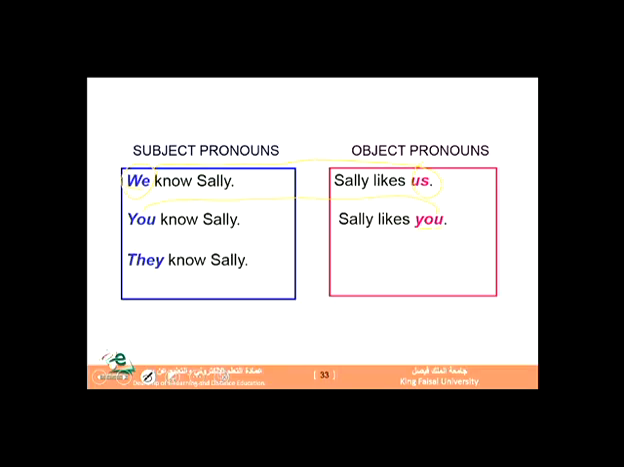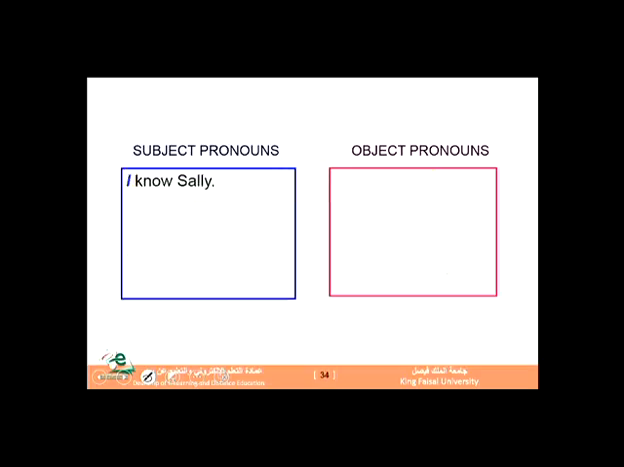Let's move to the following example. They know Sally. They, subject of the sentence. In the object case, Sally likes them. We cannot say Sally likes they, because they is the subject pronoun, while them is the object pronoun. Let's have another example for the singular group of pronouns. I know Sally. Sally likes me. So here, I in the subject, me in the object.